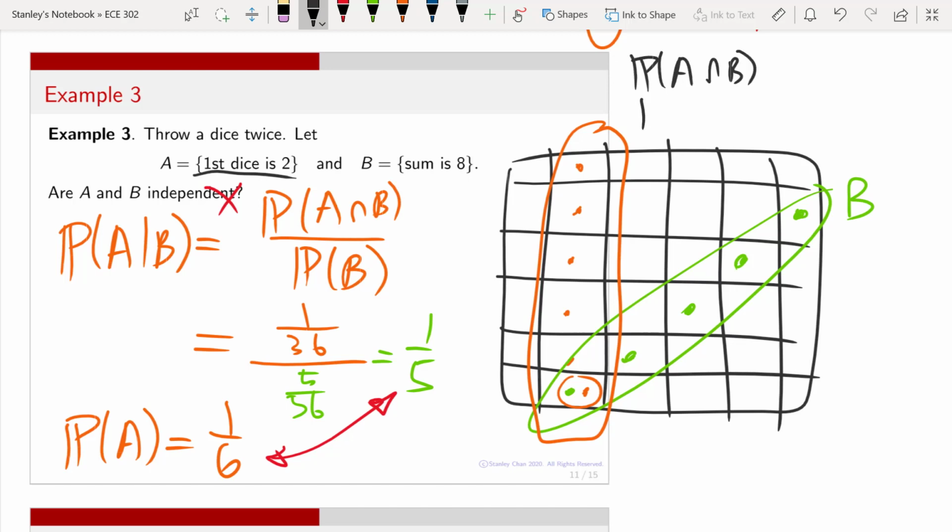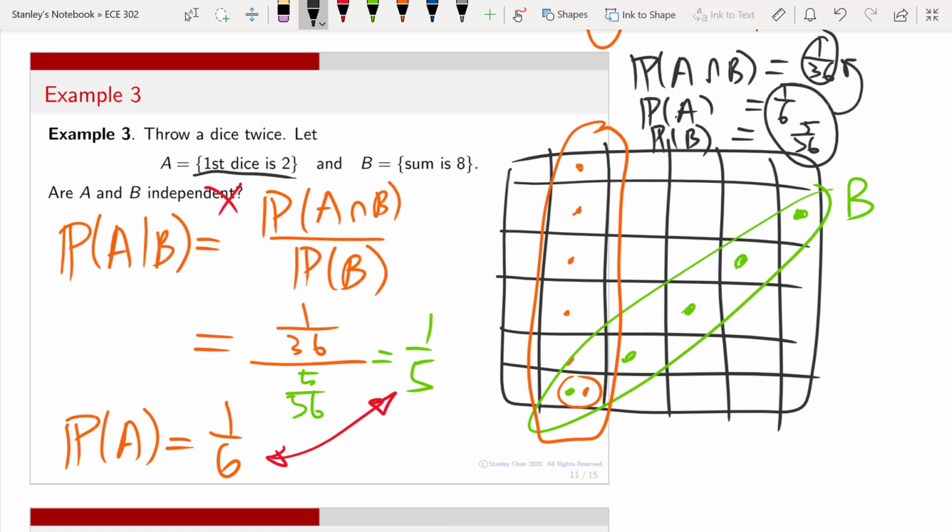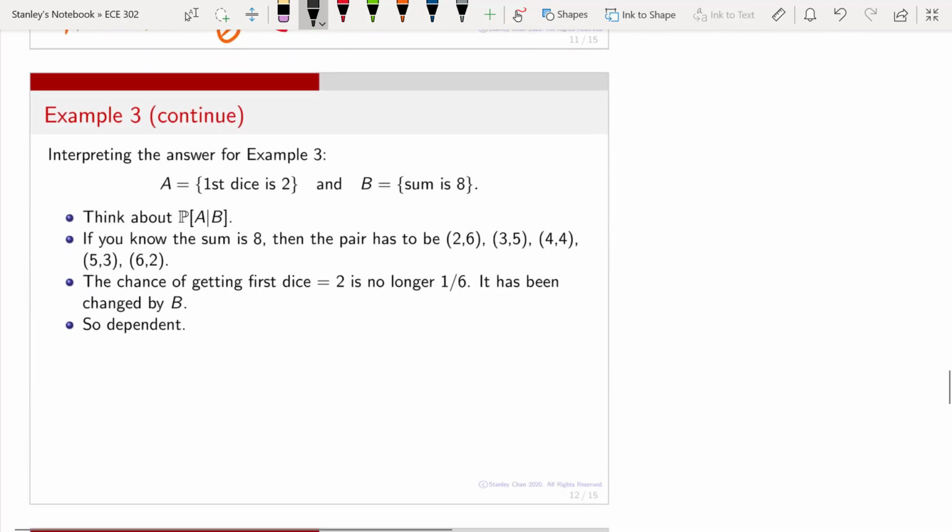A-intersect B and then probability of A, probability of B, you can also show that the probability of A-intersect B is 1 over 36. Probability of A is 1 over 6. Probability of B is 5 over 36. Okay, and therefore the product of these two numbers is not the same as this number, so they are dependent.